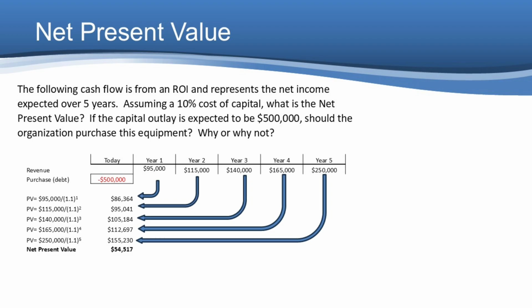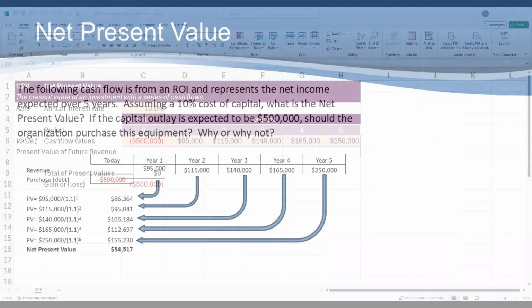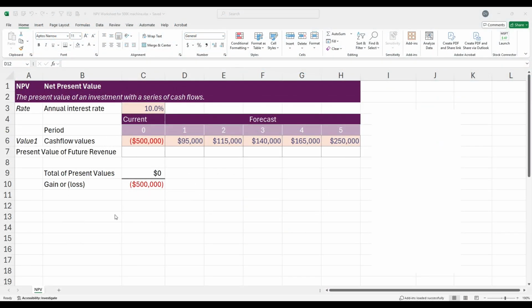Let's examine how we can perform these same calculations using Excel. I will transfer our data to an Excel spreadsheet. Here we go. As you can see, we have our 10% annual interest rate and our $500,000 investment and the 5 years of future revenue.